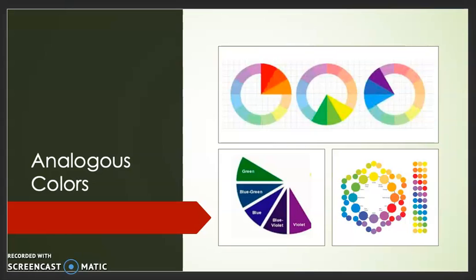Next, we're going to move on to analogous colors. Those are any one of a group of three colors that are next to each other on the color wheel. An example would be blue, blue-violet, and violet. Here my examples show the oranges, the greens, yellows, and the purples. And then around the color wheel on the third example are all the different ones that you can get.